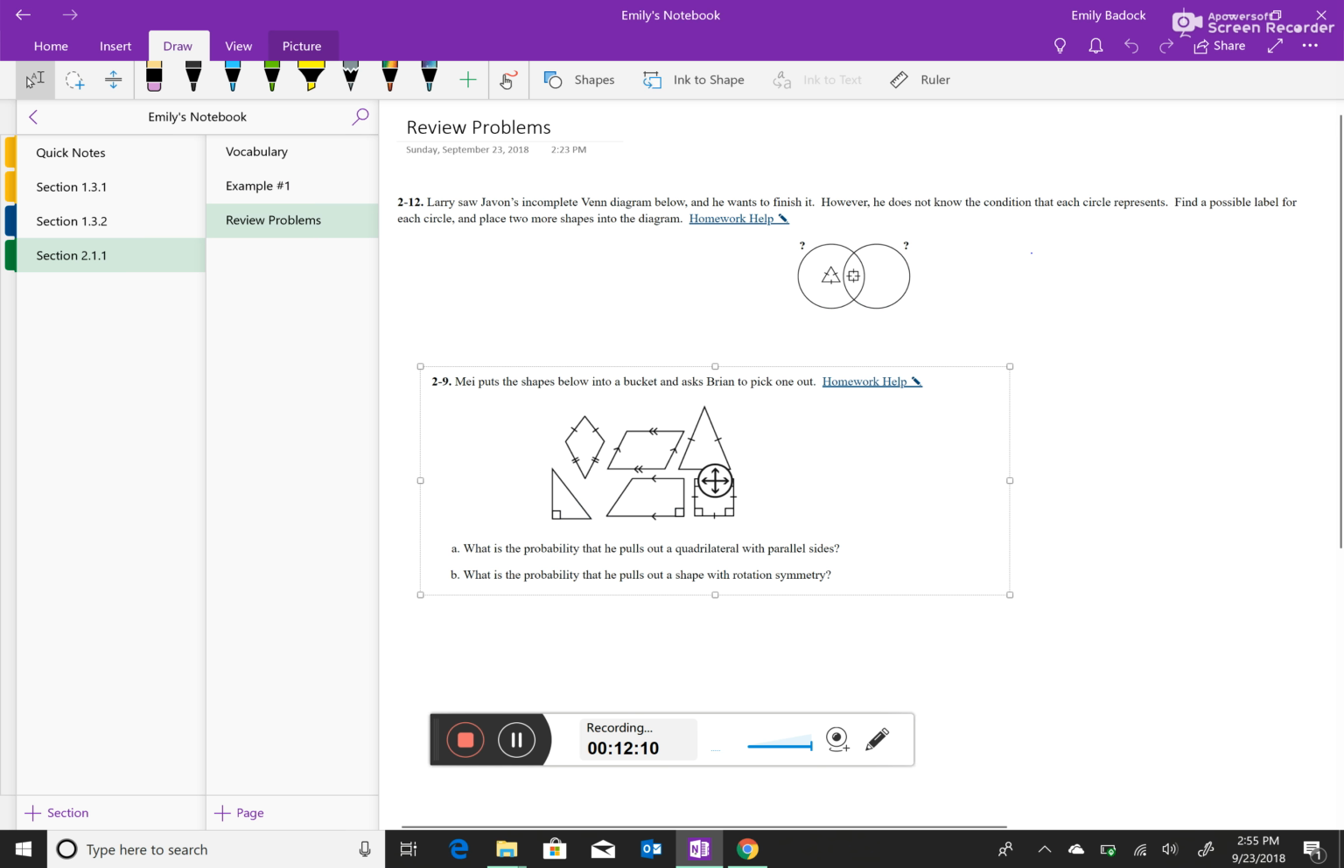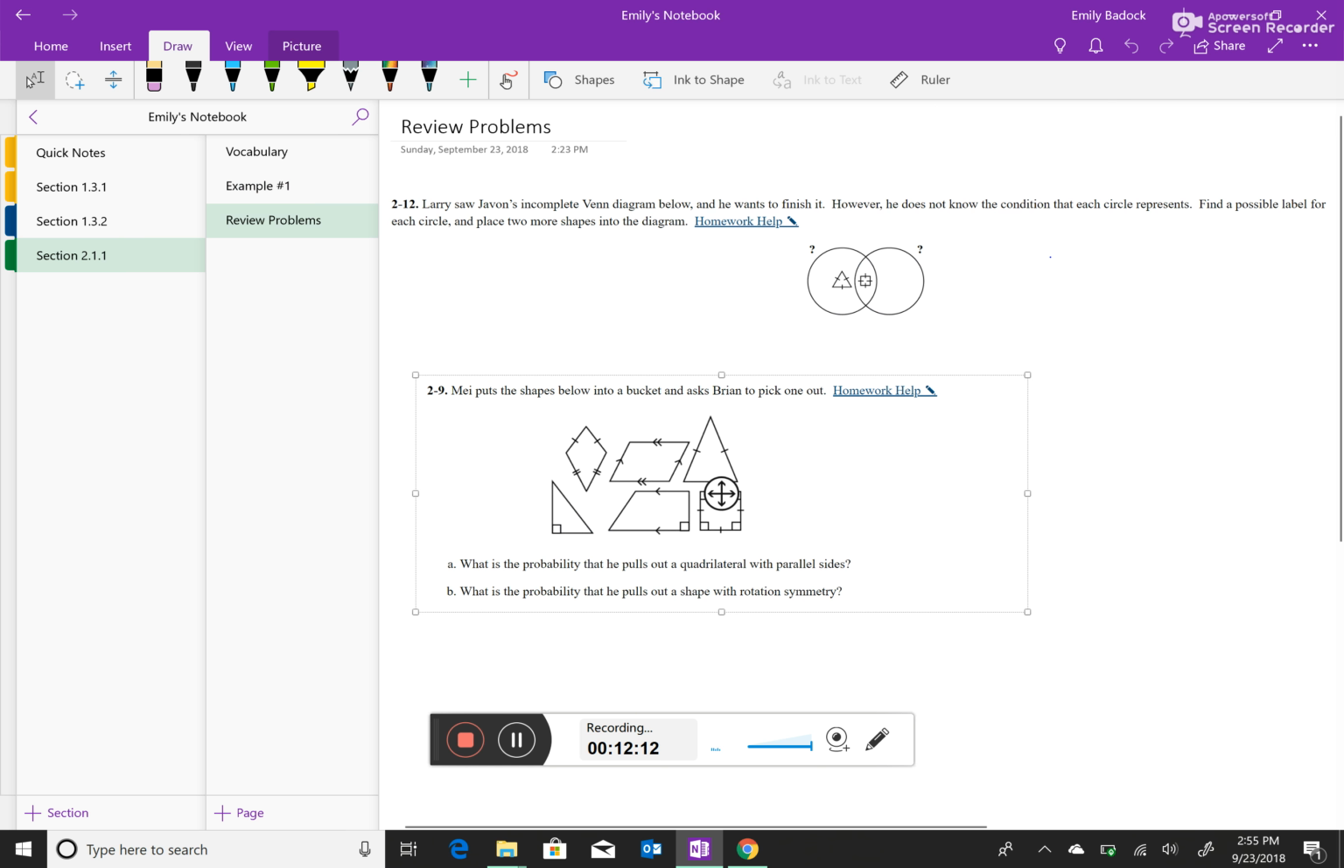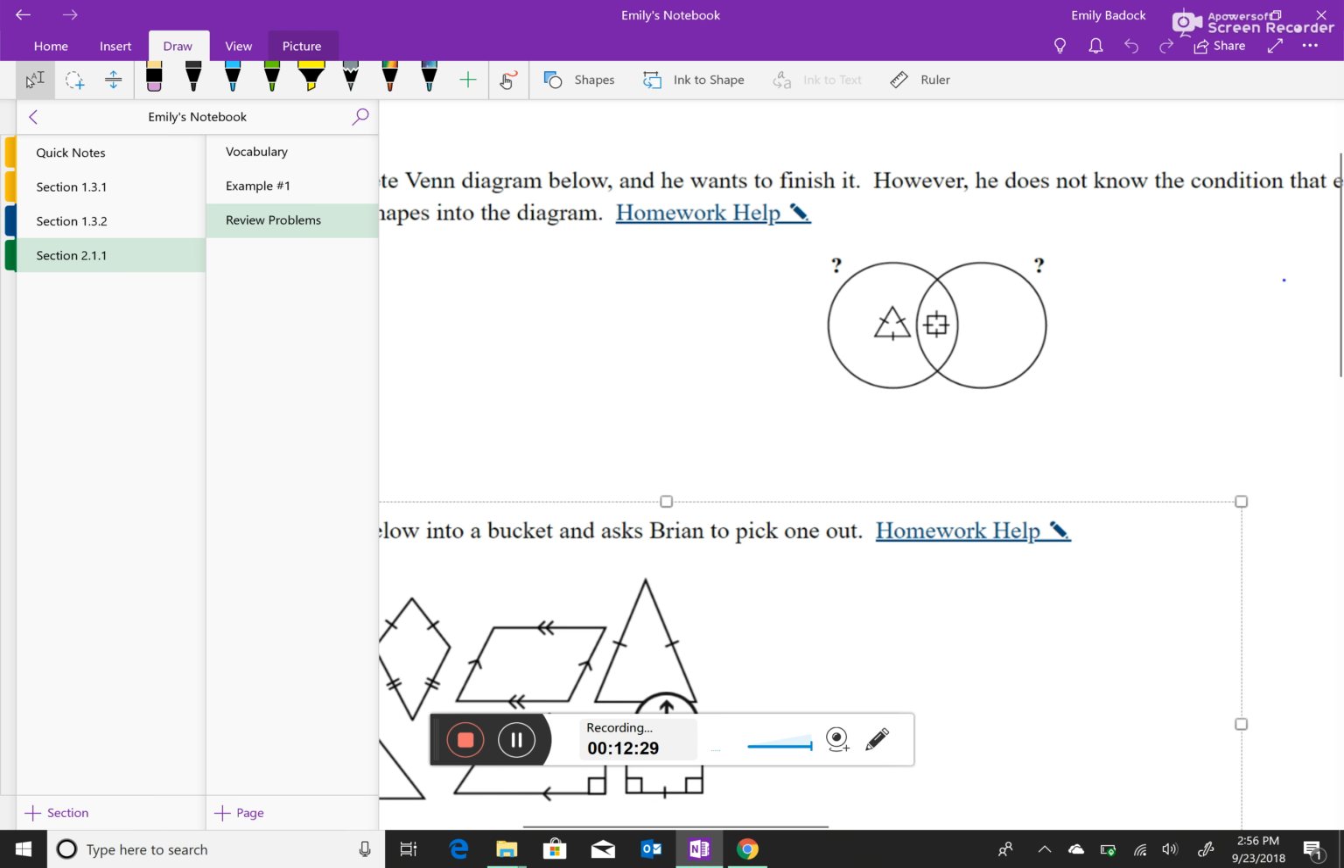The first one being question 12 from what would be your homework. So Larry saw Javon's incomplete Venn diagram below and he wants to finish it. However, he does not know the conditions that each circle represents. Find a possible label for each circle and place two more shapes into the Venn diagram.